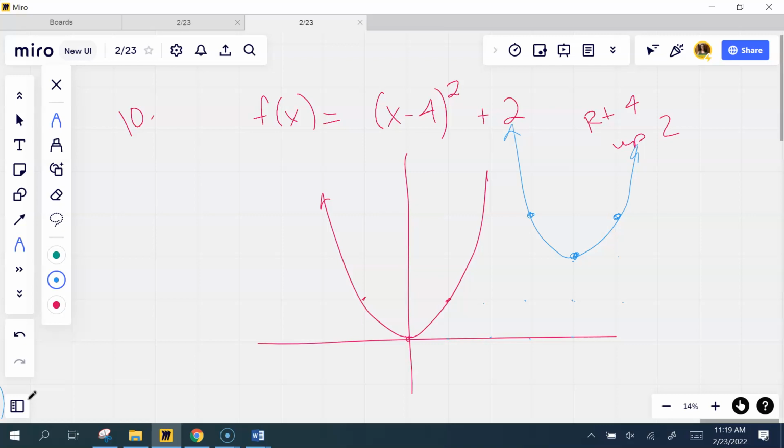What's the domain? That's absolutely right. How about the range?